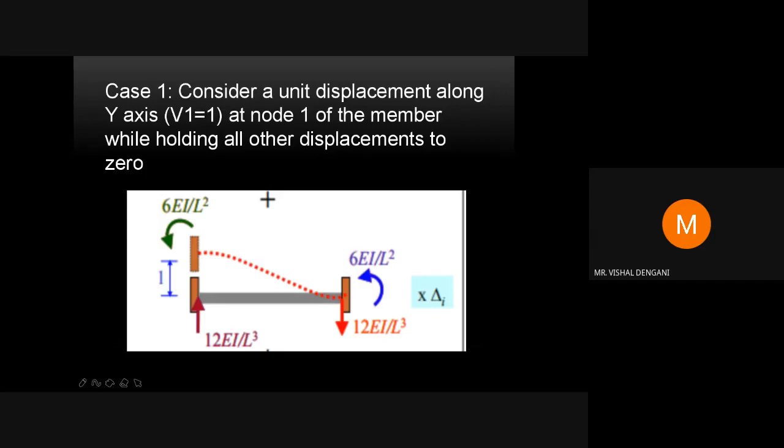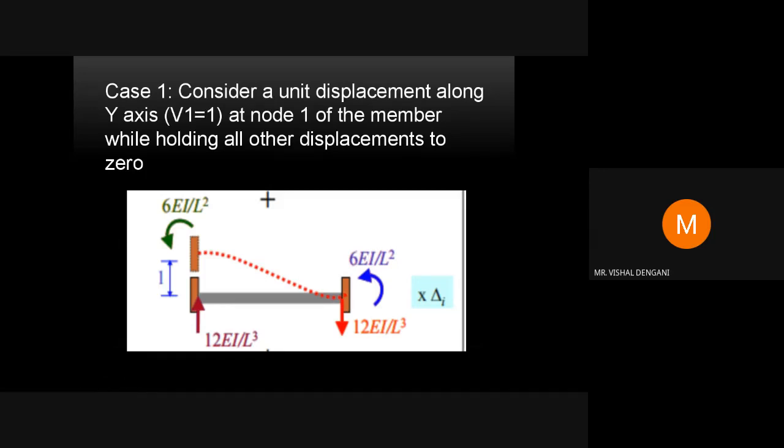So you can see in this figure, I have considered the displacement along y direction, V1, is equal to 1. And accordingly, I have shown the deflected shape of the beam. You can see the dotted line, and this left node, right node, that is node 2, is fixed. And it is allowed to displace along y direction. That unit displacement is to be given.